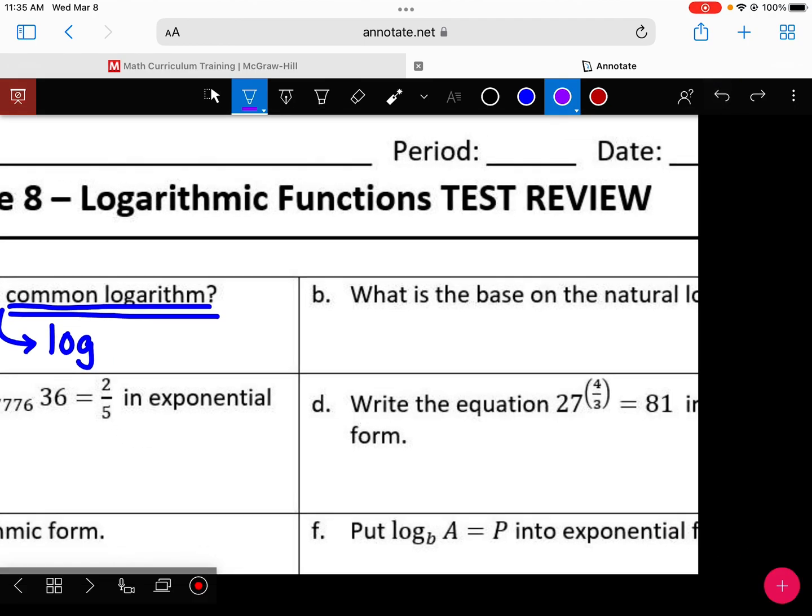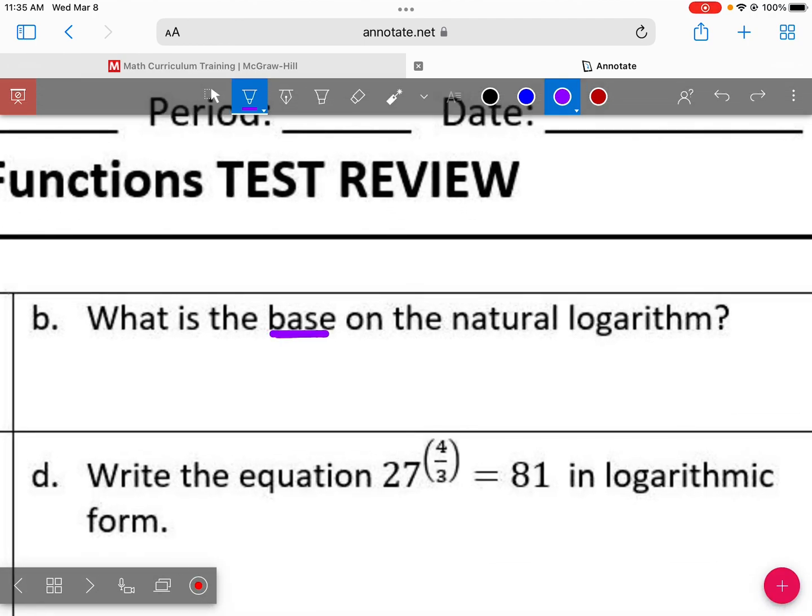Part B is almost the exact same question. We still want the base, but do I want it on the common log this time? Nope, I want it on the natural log. What does the natural log look like? ln. What's the base of ln? E.